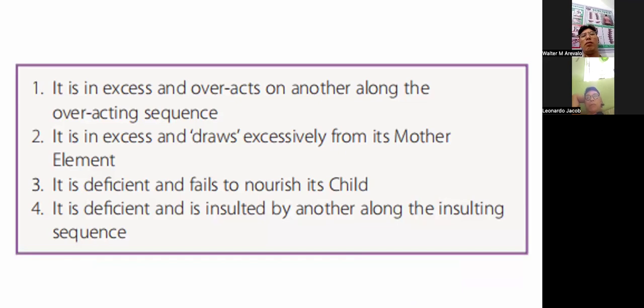In conclusion, each element can be out of balance in 4 ways. 1. It is in excess and overacts on another along the overacting sequence. 2. It is in excess and draws excessively from its mother element. 3. It is deficient and fails to nourish its child. 4. It is deficient and is insulted by another along the insulting sequence.